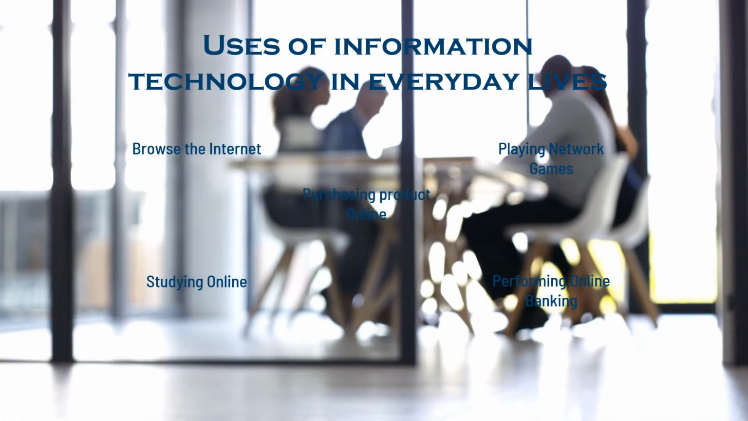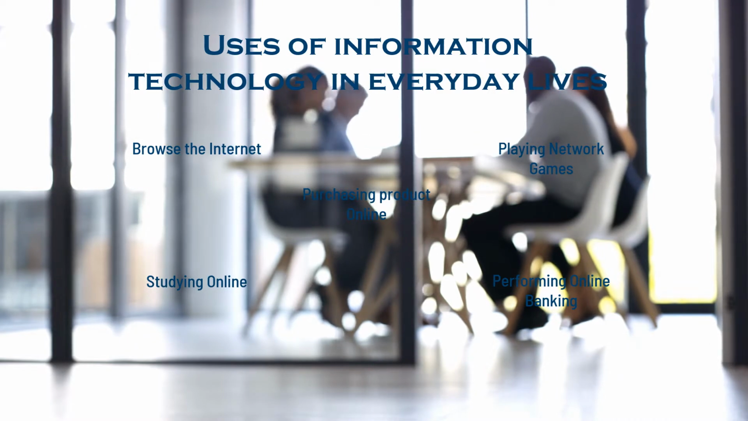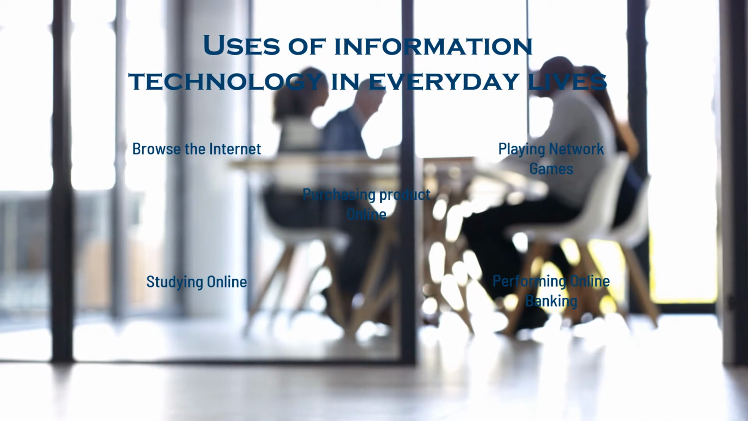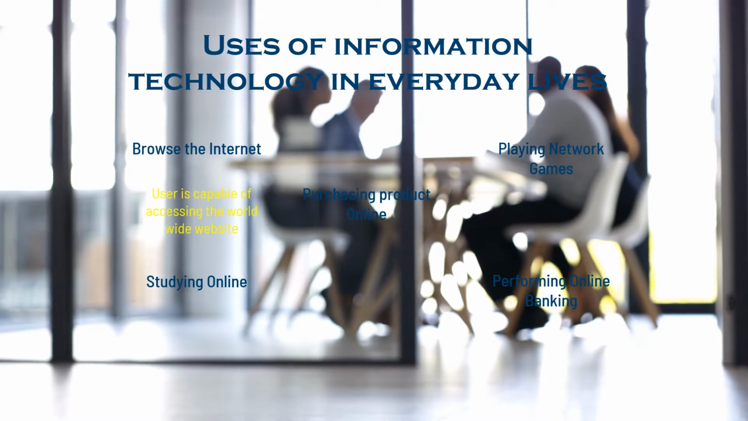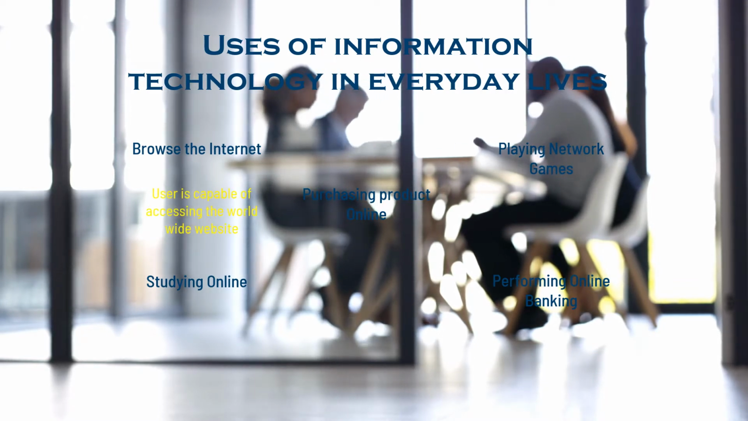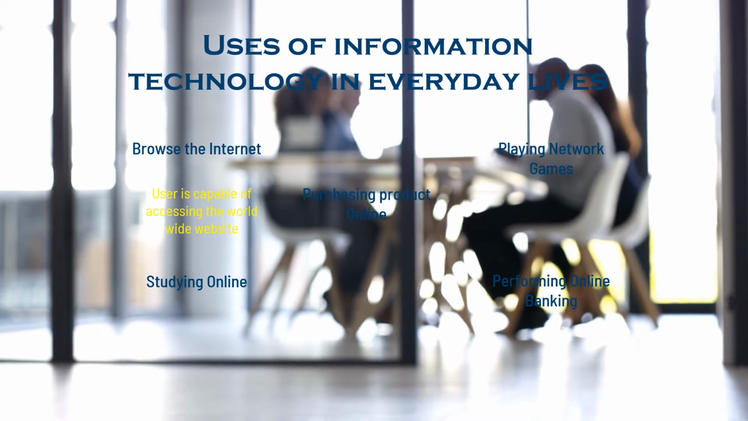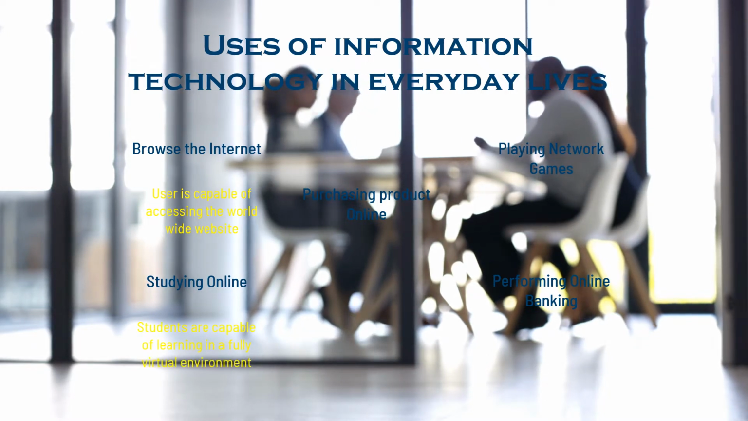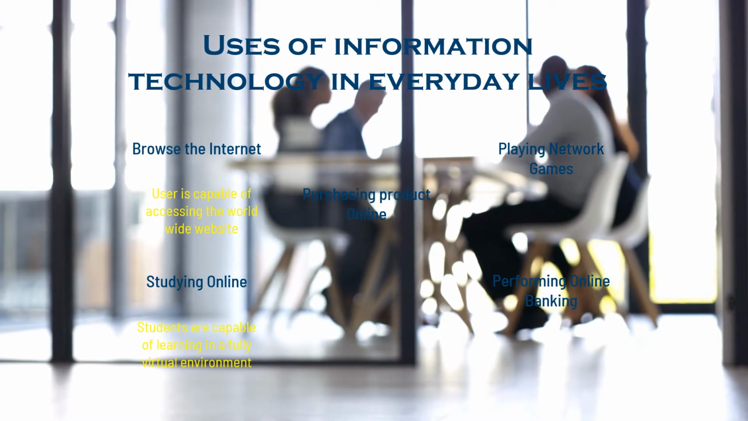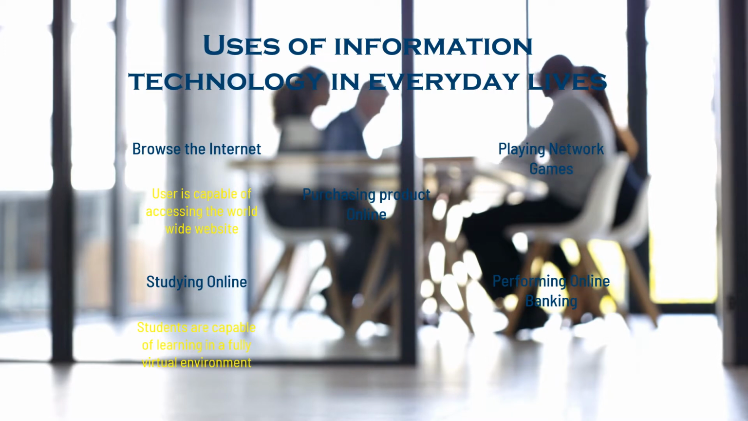Alright, moving along with the topic. There are many uses of information technology in our everyday lives. Here are 5 perfect examples for you guys. Number 1, you can browse the internet anywhere and anytime. Basically, users are capable of accessing the worldwide web and everything is at your fingertips. Secondly, studying online. As you can see, this method was very helpful for us back in the COVID times. Students are capable of learning in a fully virtual environment.